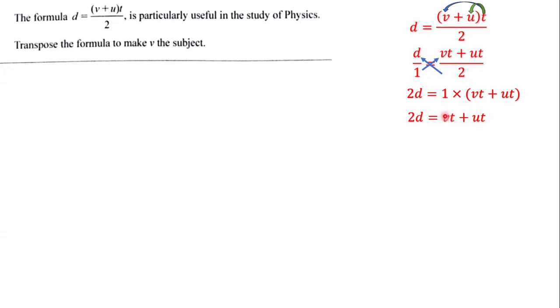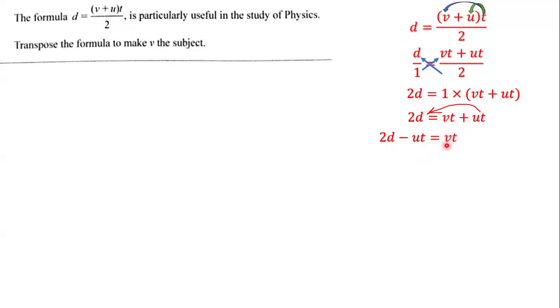Next, remember our goal is to make v the subject. We want to put v by itself. So that means that we're going to take ut and send it over the equal sign. And so when we send that over, we get 2d minus ut. Remember, we did that because we want to make sure that v is by itself. And so we took ut and sent it over so that we could have fewer things on the right-hand side, because on the right-hand side, we only want v.